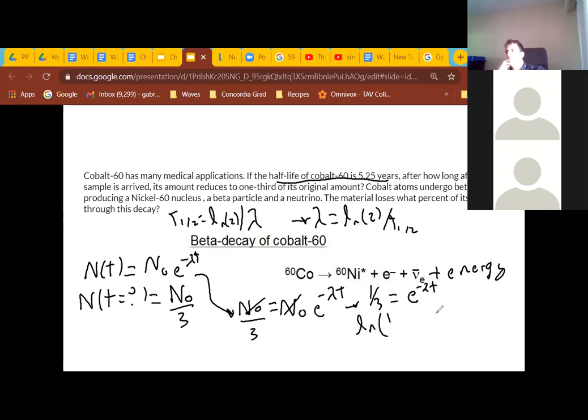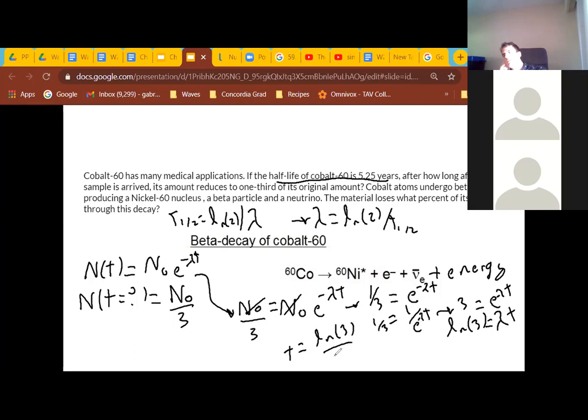Wait, hang on a sec. It's negative lambda T, so you know what's actually easier math-wise, because this is equal to 1 over e to the lambda T. So you can just flip them over first. I have 3 is equal to e to the lambda T. Now you can take the ln of both sides, much easier, and that cancels out with the exponential on the right side. So now you have that T is equal to ln of 3, that's just a number, divided by lambda.